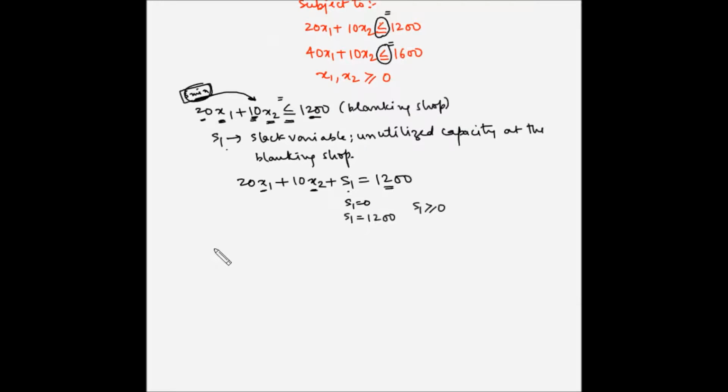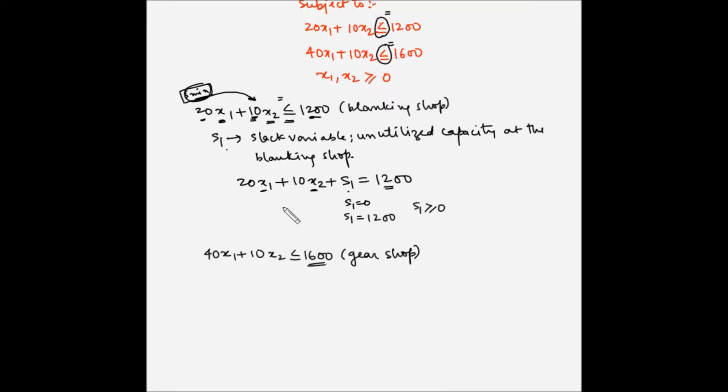Let's take the case of the gear shop. So for the gear shop, the constraint is 40 times x1 plus 10 times x2 is less than or equal to 1600. This is for the gear shop. Now again, what this constraint means is that the time taken by gears of type A and type B in the gear shop is less than or equal to 1600 minutes per week.